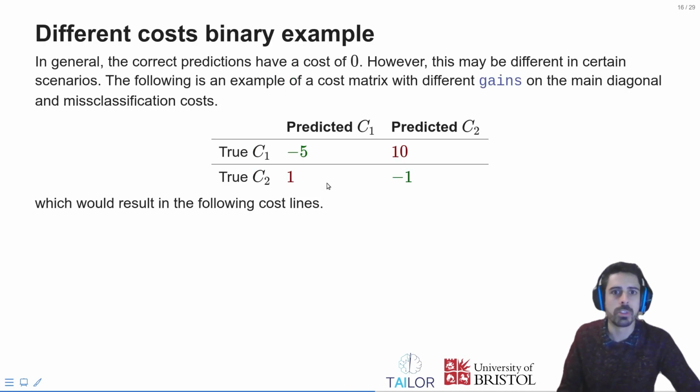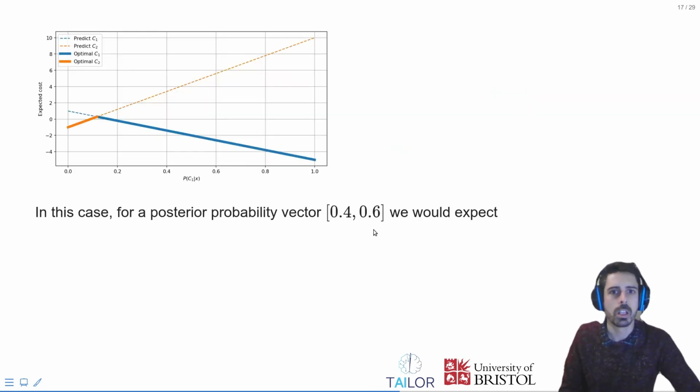What happens with different cases? This is an example in which the diagonal is not 0, which means that we actually have gains, because those are negative costs, which can be seen as gains. And I actually chose to have a higher gain for one of the classes than the other one. And how would the cost lines look? This is the figure for the cost lines.